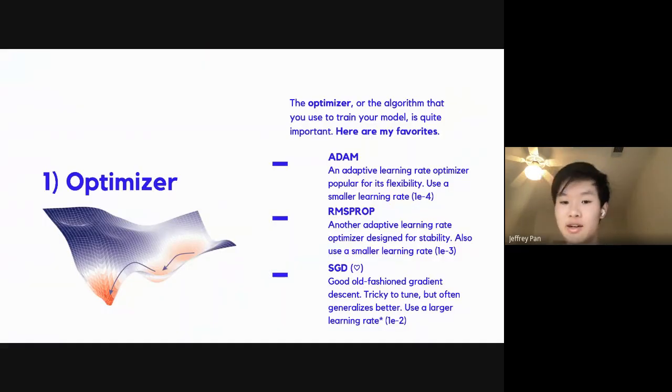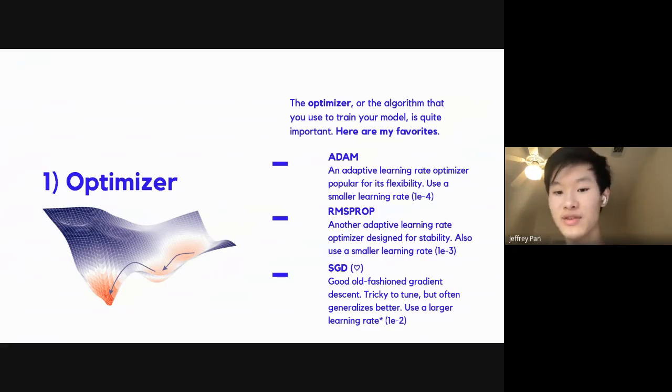So the first is the optimizer, which is basically the algorithm that you use to train your model. Basically, what's the process that you take to move down this hill and find a region where you have a really low error. So here are my favorites. Adam, if you've done any sort of AI or machine learning in the past, you've definitely heard of it. It's really popular because it's really flexible.